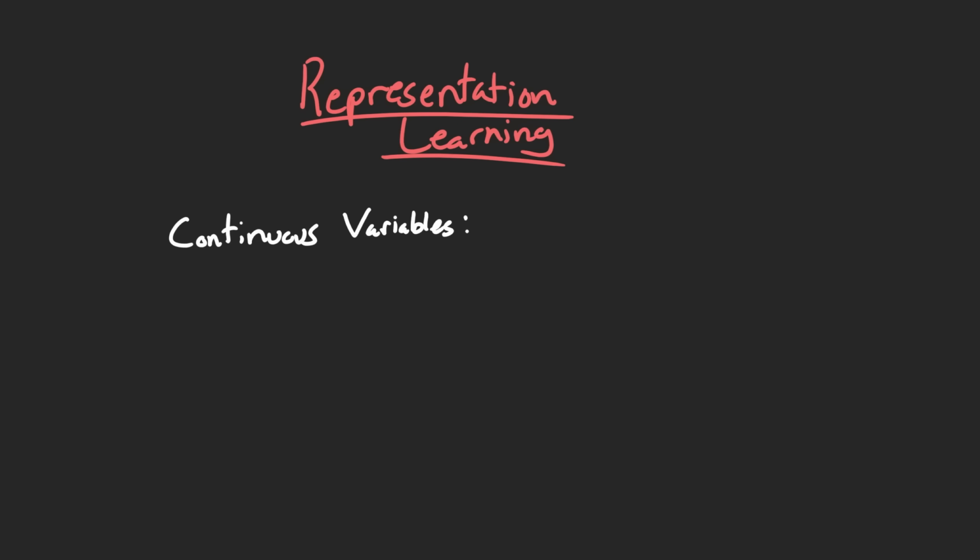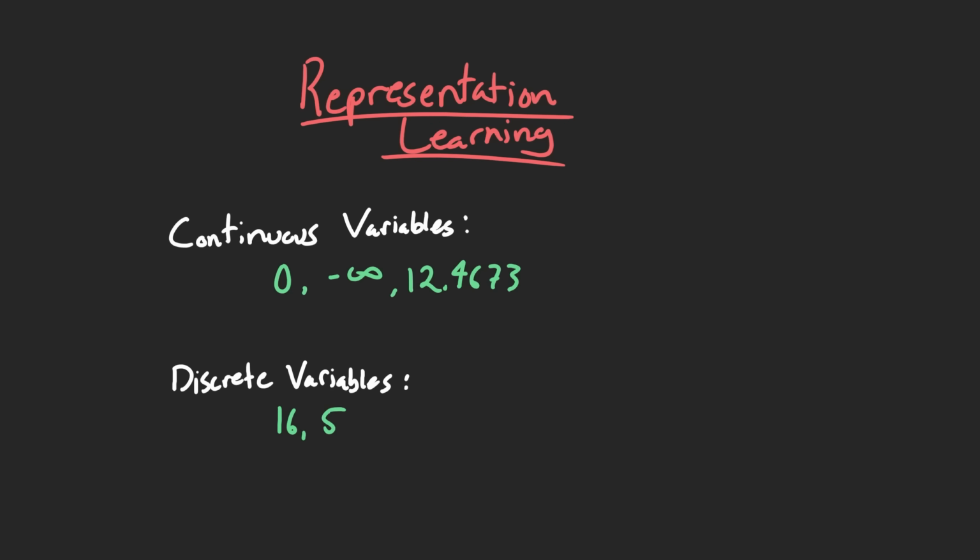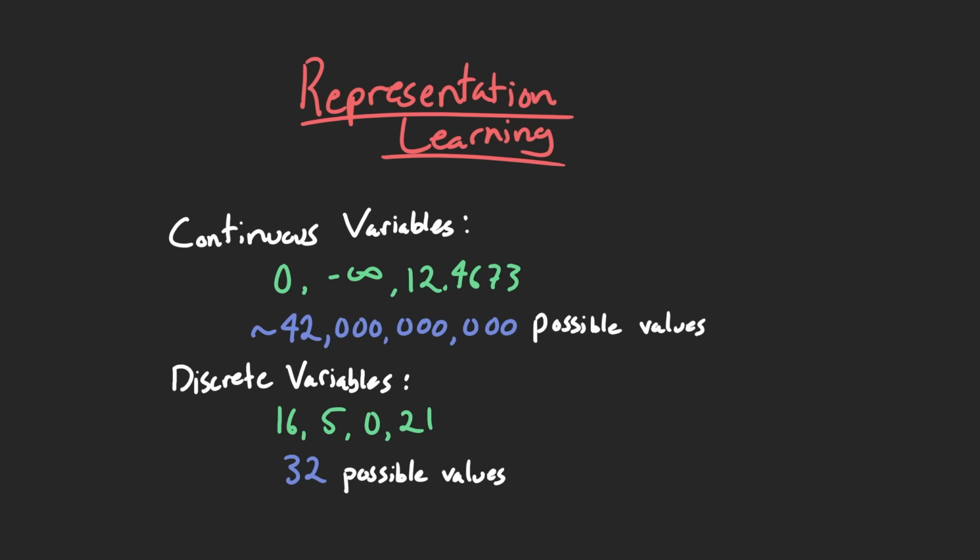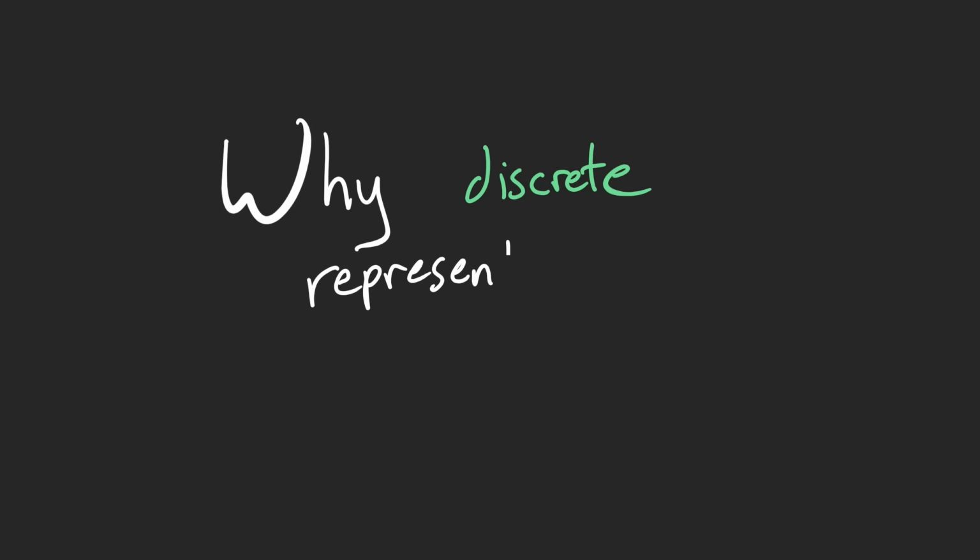While a single continuous variable could take on practically any value, be it 0, negative infinity, 12.4673, a single discrete variable in Dreamer V3 is limited to representing only one of 32 possible values. And sure, if I want to be more precise, a continuous value on a computer cannot be any number, but it can still be one of 4.2 billion possible values, which is a bit more than 32. So why would you use discrete representations when continuous representations have the potential to hold so much more information?